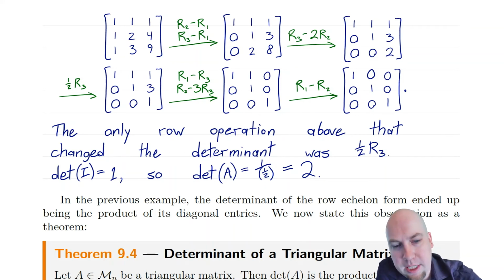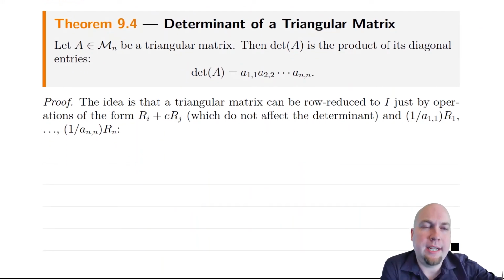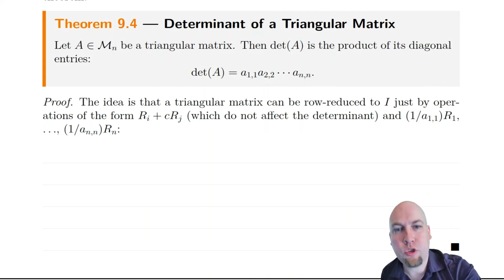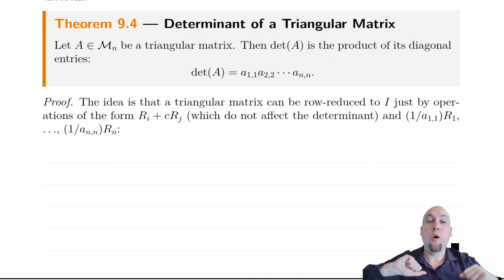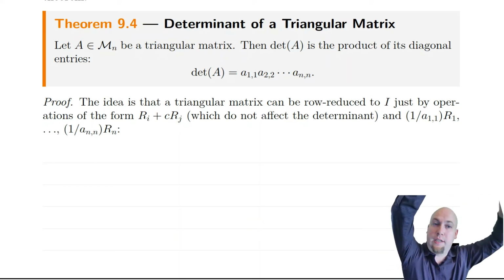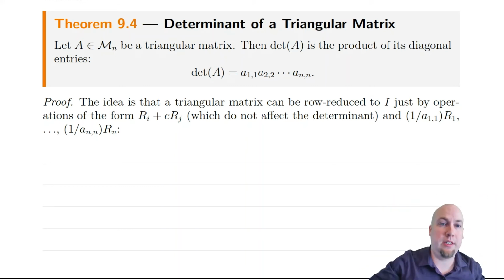All right, so theorem time. It's just going to state what I just said there. Suppose that you've got any triangular matrix. So it can be upper triangular, it can have non-zero entries in the bottom left, or it can be lower triangular, it can have all 0 entries in the top right.